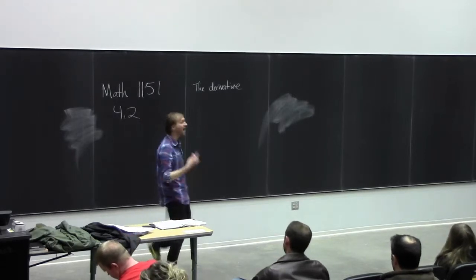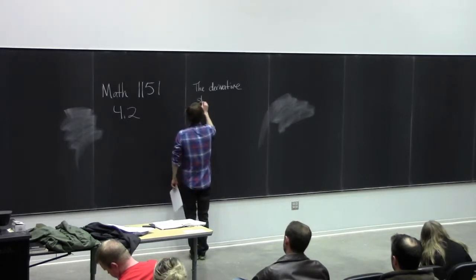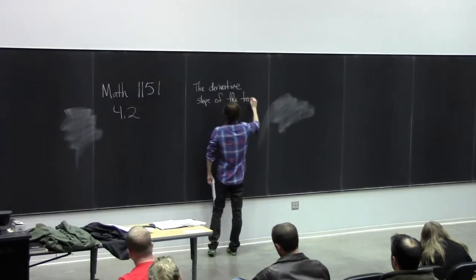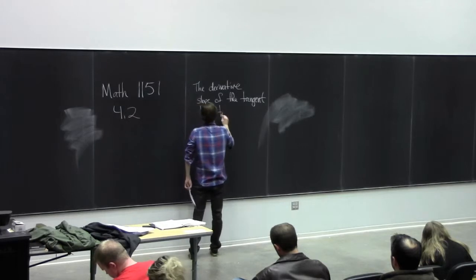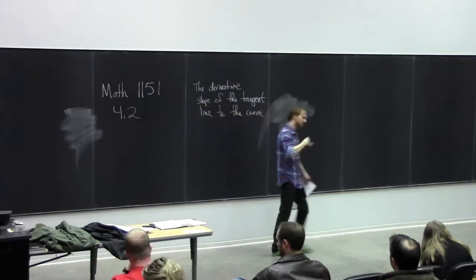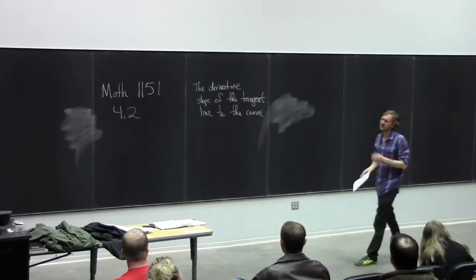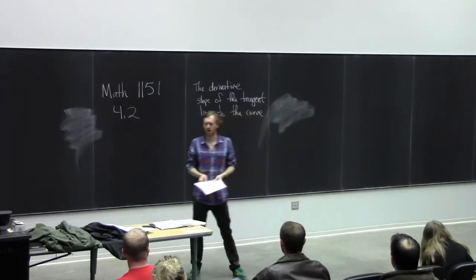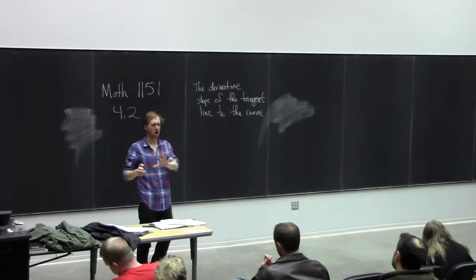So, the derivative. The derivative is the slope of the tangent line to the curve. And if you know what slope means, and if you know what tangent line means, then this next stuff isn't hard to understand. Now, that's one thing, here's something else you need to know.